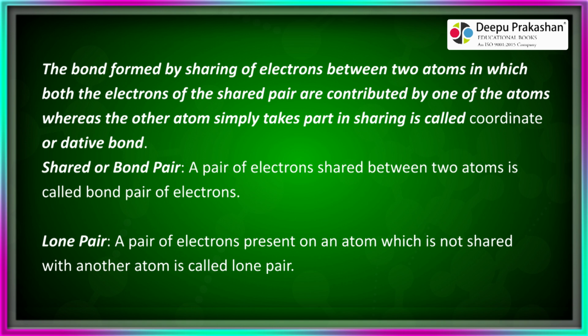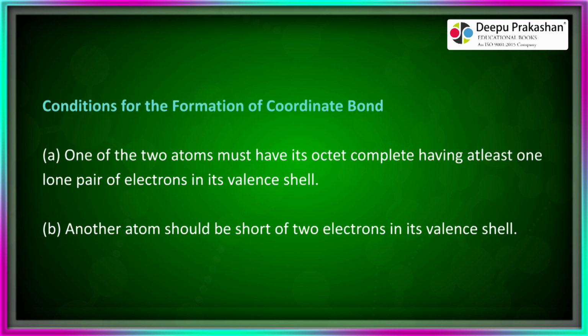Conditions for the formation of a coordinate bond. A. One of the two atoms must have its octet complete, having at least one lone pair of electrons in its valence shell. B. Another atom should be short of two electrons in its valence shell.